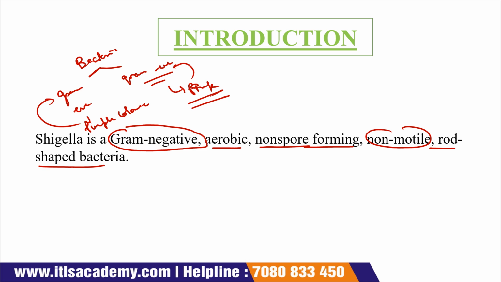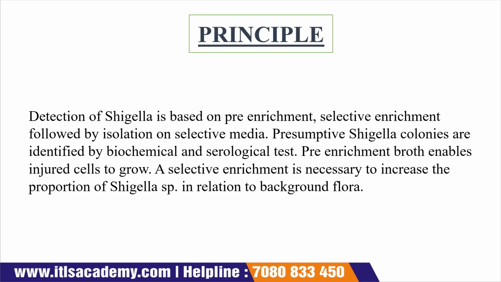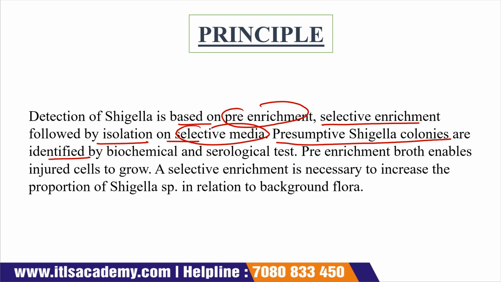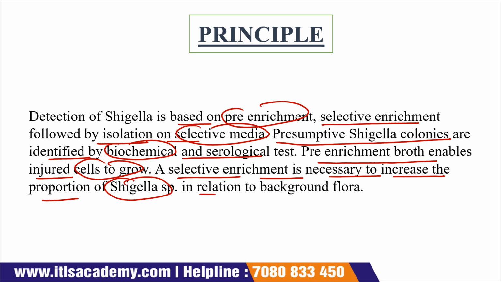Then the principle: detection of Shigella is totally based on pre-enrichment and selective enrichment, which is followed by isolation on a selective media. Presumptive Shigella colonies are identified by biochemical and serological tests. The pre-enrichment broth enables injured cells to grow. Selective enrichment is very necessary so that it will increase the proportion of Shigella species in relation to background flora. This is the principle on which this experiment is performed.